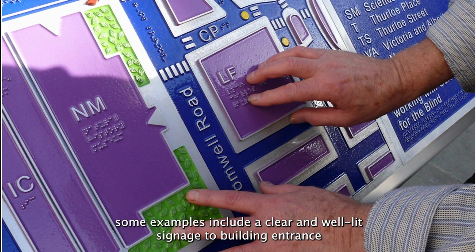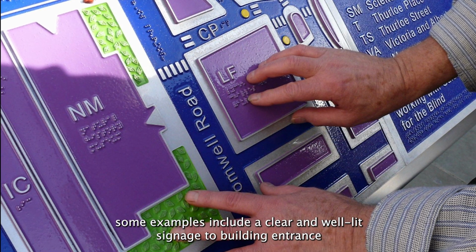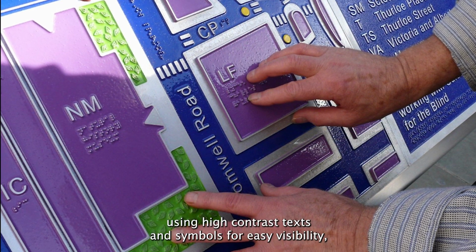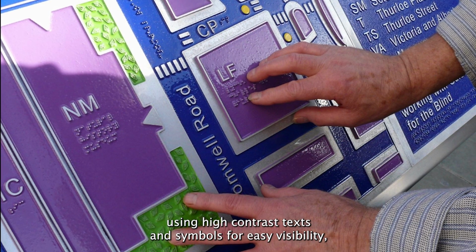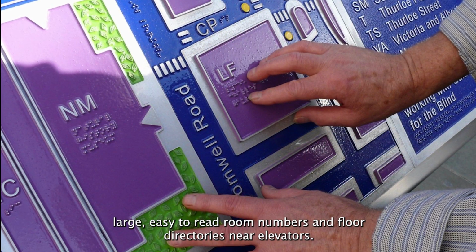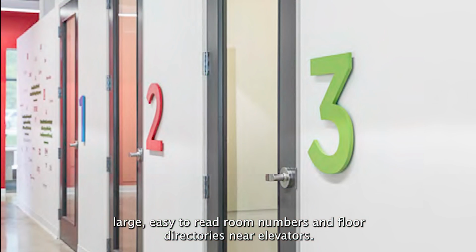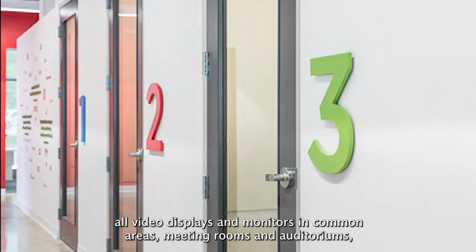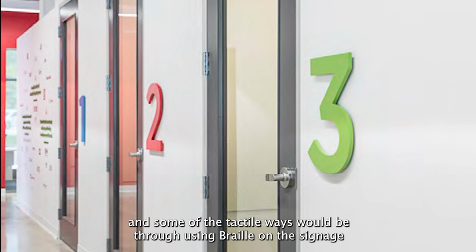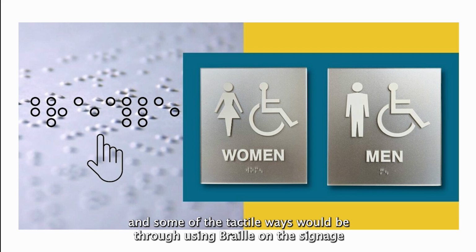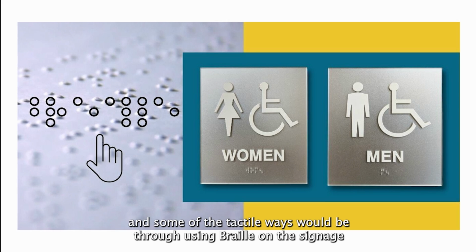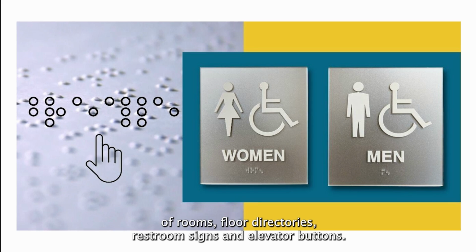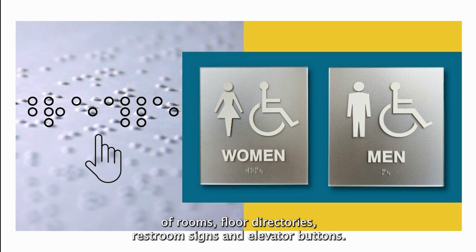Some examples include a clear and well-lit signage to building entrance, using high contrast text and symbols for easy visibility, large, easy-to-read room numbers and floor directories near elevators. And from an audible standpoint, we may want to think about capturing all video displays and monitors in common areas, meeting rooms, and auditoriums. And some of the tactile ways would be through using Braille on the signage of rooms, floor directories, restroom signs, and elevator buttons.